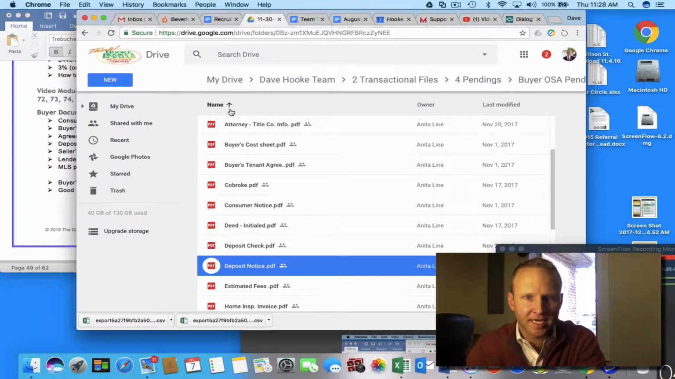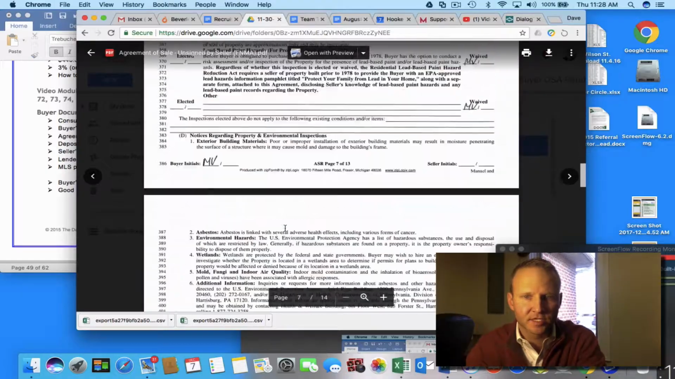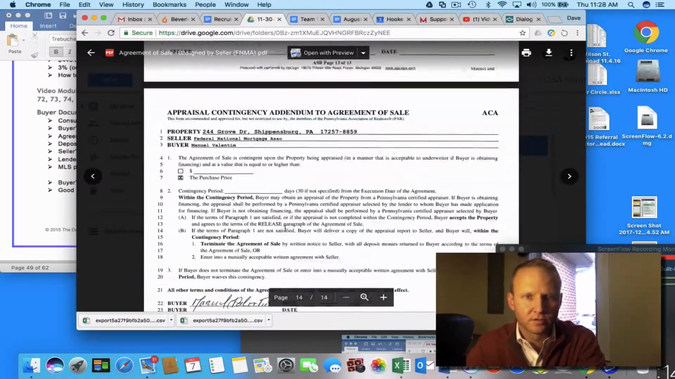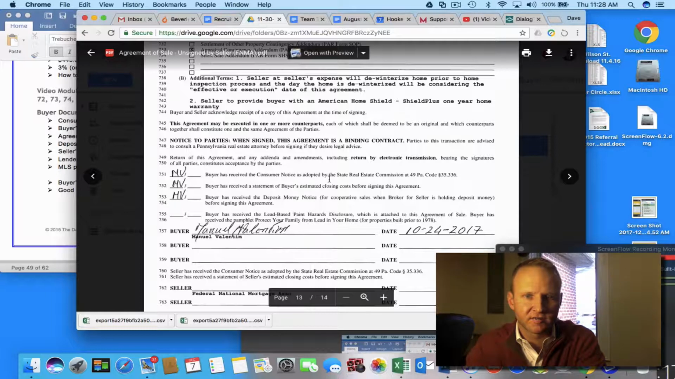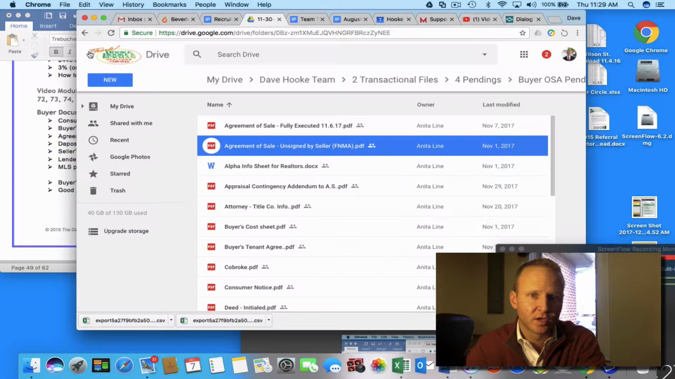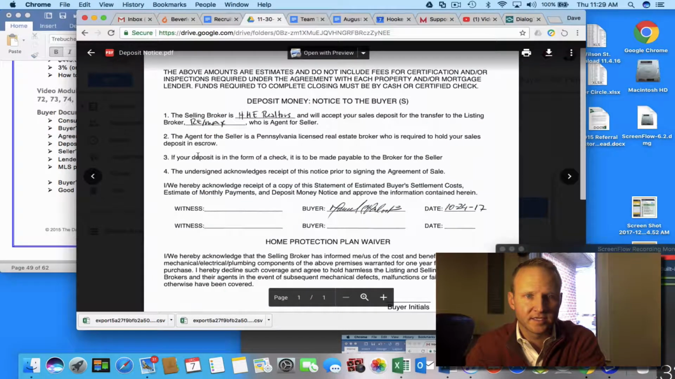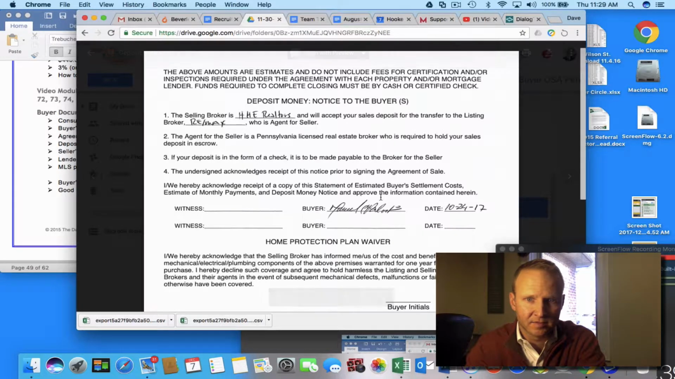And then in the agreement again, this is the law. It says on the last page, just one more time, they've received the consumer notice, they received the closing cost estimate that we do for them, and the deposit money notice. And then if it's built before 78, the lead-based paint. And so this document again is just saying they got the closing cost estimate and estimate of payments and the deposit money notice.